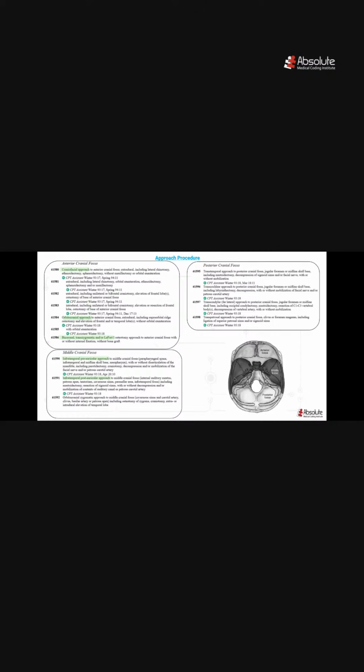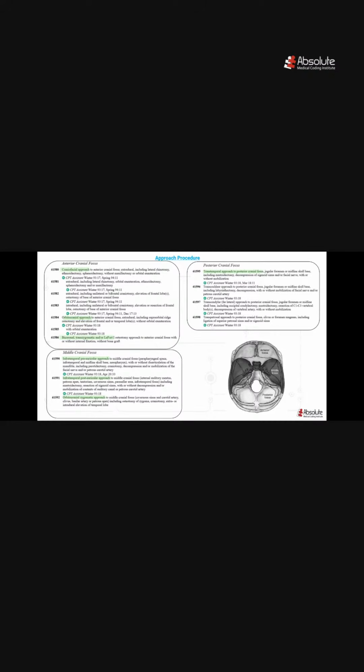And then we have 61592. It uses the orbitocranial zygomatic approach. So here again, a combination of techniques is used: cranial access as well as zygomatic osteotomy technique. And finally, we have the posterior cranial fossa approach. Here the CPT codes are from 61595 to 61598, and all these codes describe different approaches to the posterior cranial fossa. The term trans means across or through.